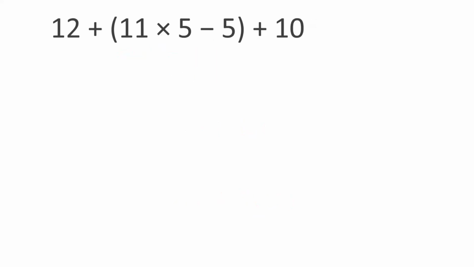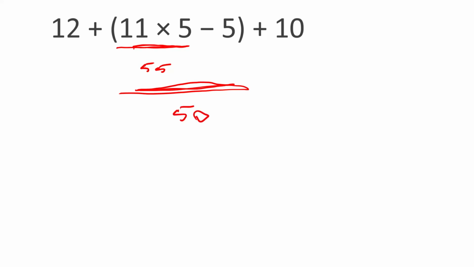Alright, brackets first, and within the brackets we still follow BODMAS, so multiplication before the subtraction. 11 5s are 55. Now we want to take 5 away from that. So we could replace that whole bracket set with the number 50. Now we have 12 plus 50 plus 10, well that's 62, plus 10 is 72 for our final answer.